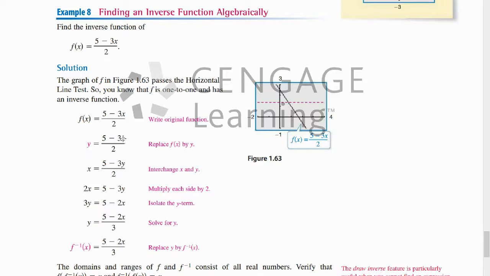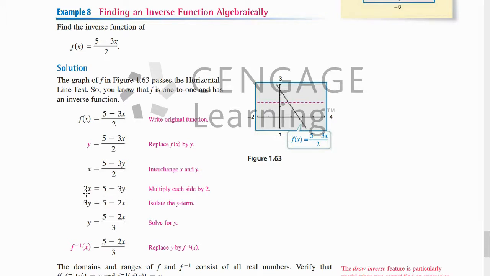And then here's where the switch happens. X goes here, y goes there. Now solve for y. So I'm going to multiply both sides by 2. I'm going to subtract 5 from both sides. Or actually, they're going to move the 3x this way and subtract the 2x over here, however you want to do it.